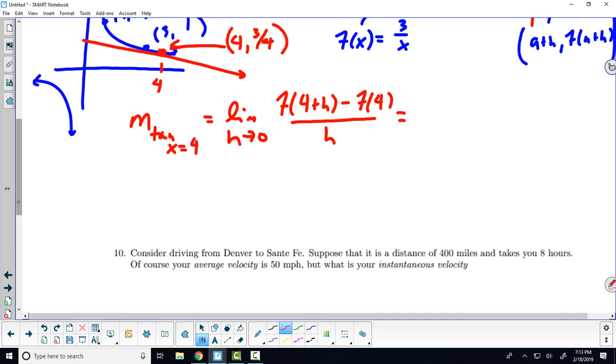All right, so let's look at the specifics of this function. We get the limit as h approaches 0 of 3 over 4 plus h minus 3 over 4, all over h.